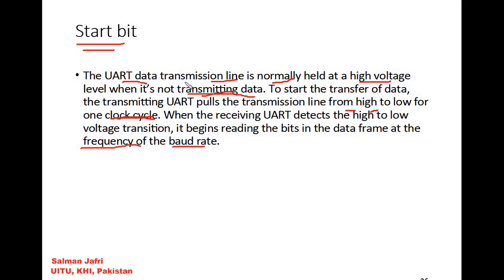So what is the start bit? The UART data transmission line is normally held at a high voltage level when it is not transmitting data. To start the data transmission, the UART pulls the transmission line from high to low for 1 clock cycle. This is the start bit, when the data line drops from high level to low voltage level. Then the receiver would start to read the bits at the frequency of the baud rate.